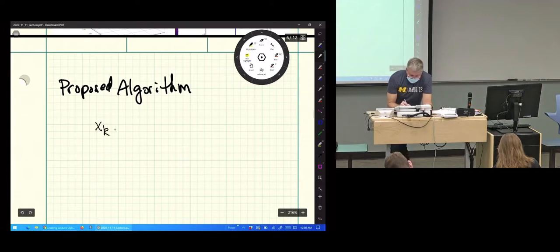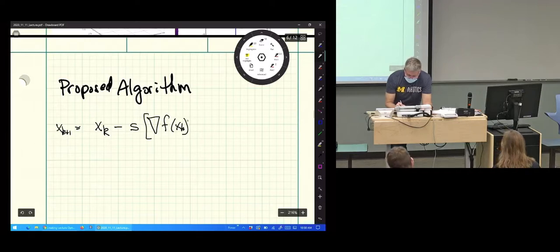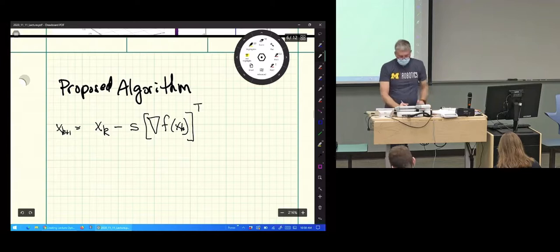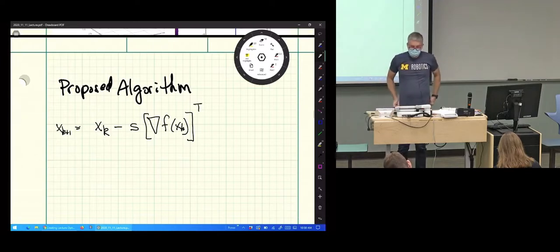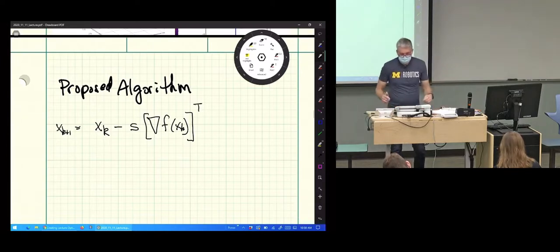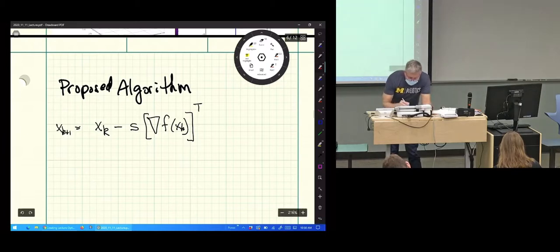Here's our proposed algorithm. If we have an xk, we're going to generate a new x. We'll call that xk plus 1 by moving in the opposite direction of the gradient. Now, why is the transpose there?